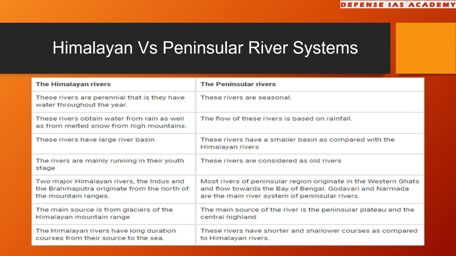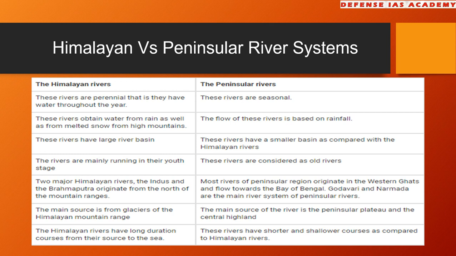The two major Himalayan rivers are the Indus river system and the Brahmaputra, which originate from the north of the mountain ranges. The main source of water in the Himalayan rivers is from the glaciers of the Himalayan mountain range. And the Himalayan rivers have long courses from their source to the sea, meaning they travel a long way before they drain into the sea.